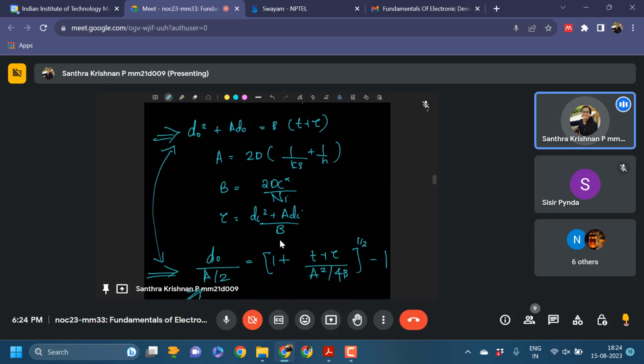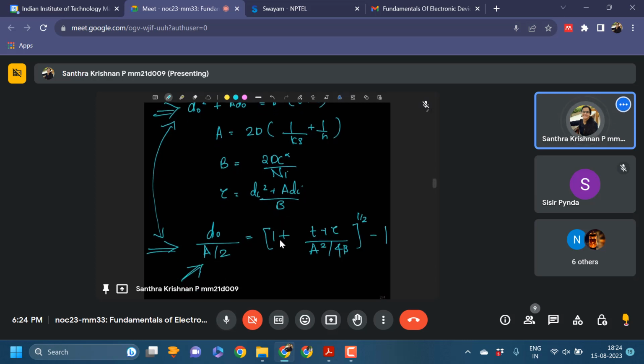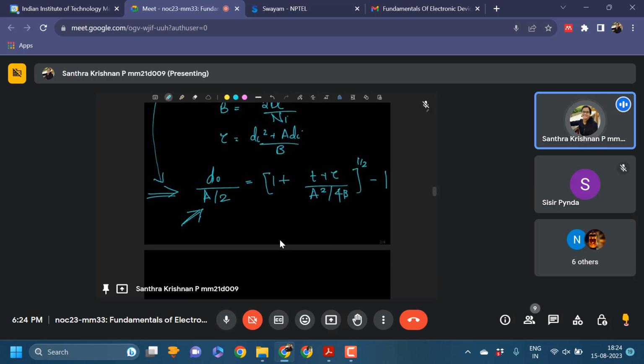So A is equal to 2D into 1 by Ks plus 1 by H, where 1 by H is the mass transfer coefficient, Ks is the rate constant, and Ni is the number of oxidizing molecules in the oxide state. And we have this equation. This can be rewritten in the form of D0 by A by 2 is equal to 1 plus T plus tau by A square by 4B, the whole power half, minus 1.